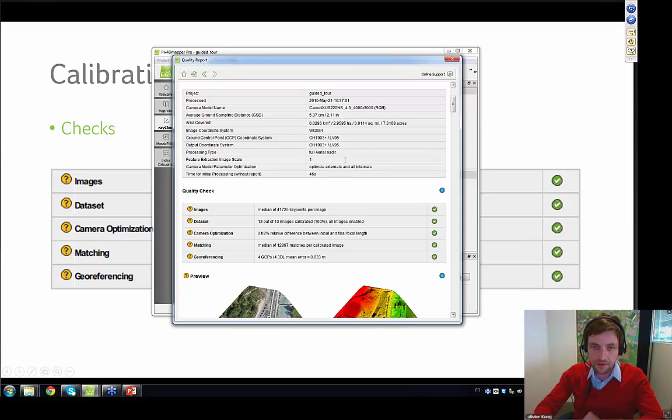By the way, something quite important: I was talking in the first slide about this GSD, the ground sampling distance. Well, here in the quality report is the value that the software was able to estimate from your data, which is the average ground sampling distance. So here I have 4.3 centimeters, 5.3 centimeters.